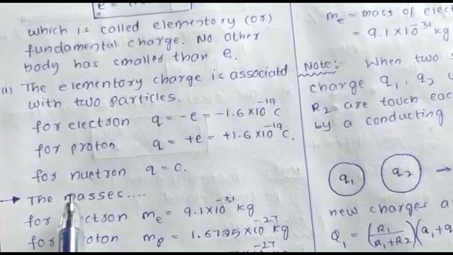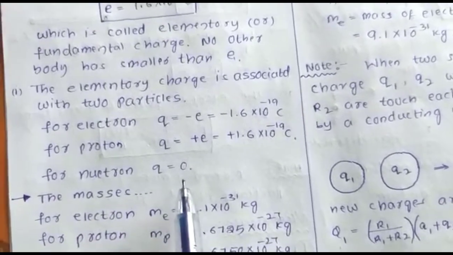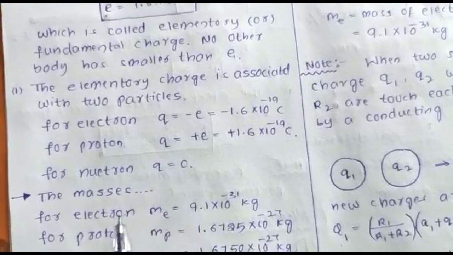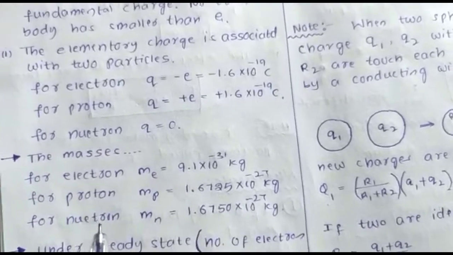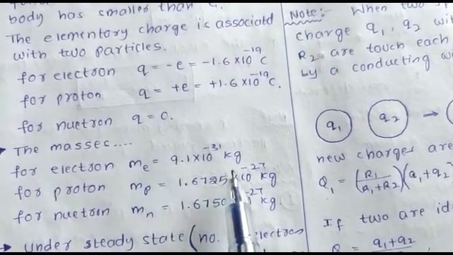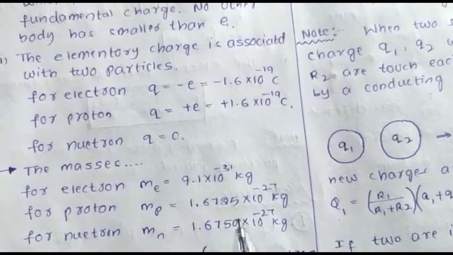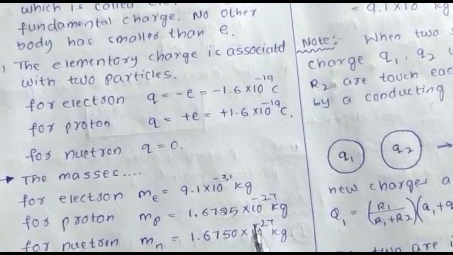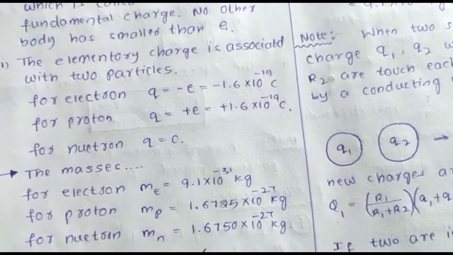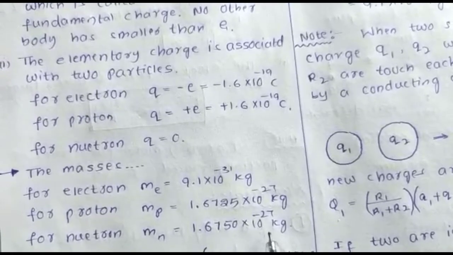If you come to the neutron, the charge is equal to 0. The neutron does not have any charge. The masses of the three particles are: for the electron the mass is 9.1 × 10^-31 kg, for the proton the mass is 1.6725 × 10^-27 kg, and for the neutron the mass is 1.6750 × 10^-27 kg.